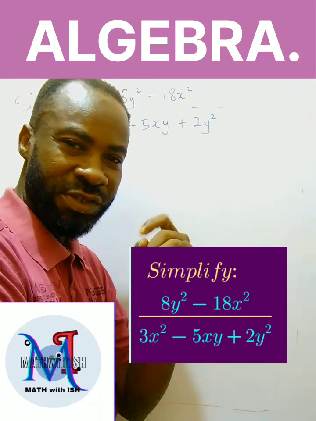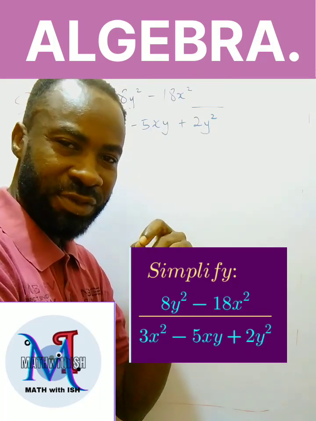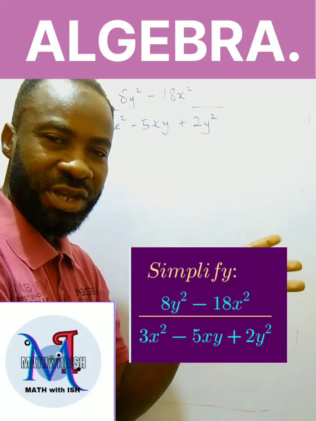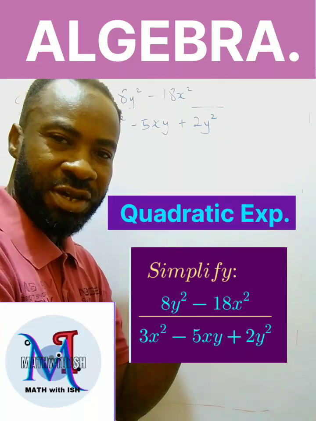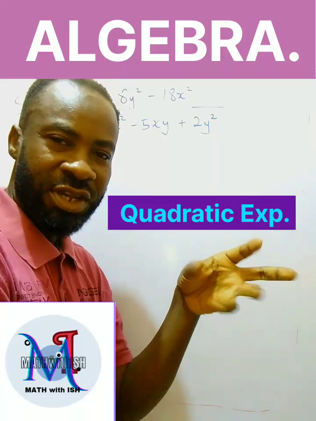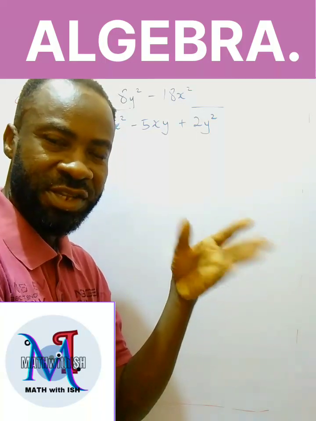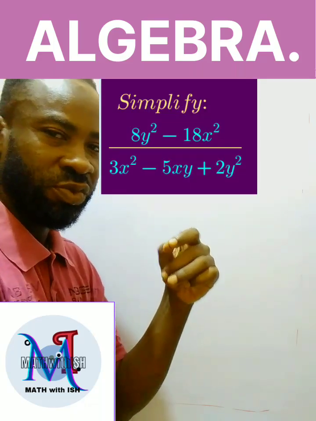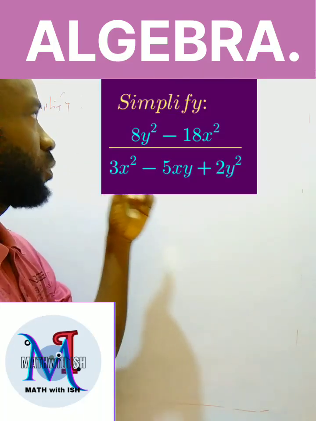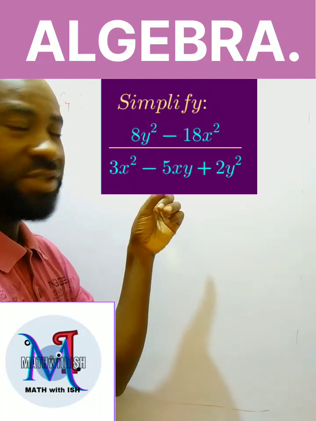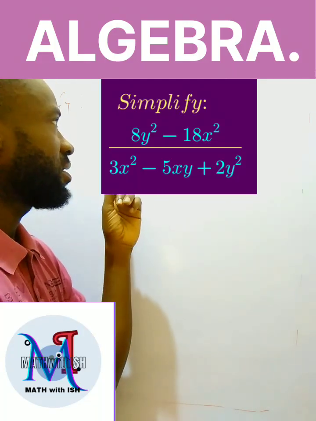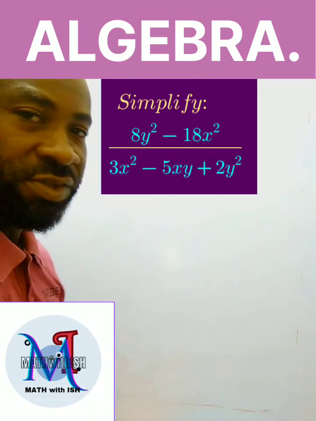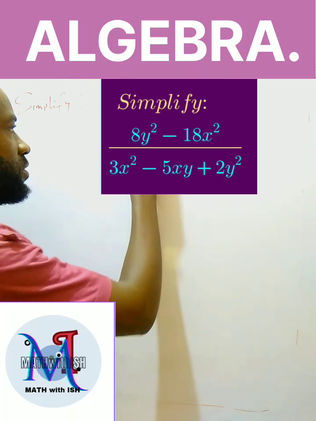Today we have a question on simplification of algebra. This question will test your knowledge on how to factorize a quadratic expression, identify the like terms, and then cancel out. So let's see this particular question that says we should simplify 8y squared minus 18x squared over 3x squared minus 5xy plus 2y squared. So let's go without wasting time. A solution.